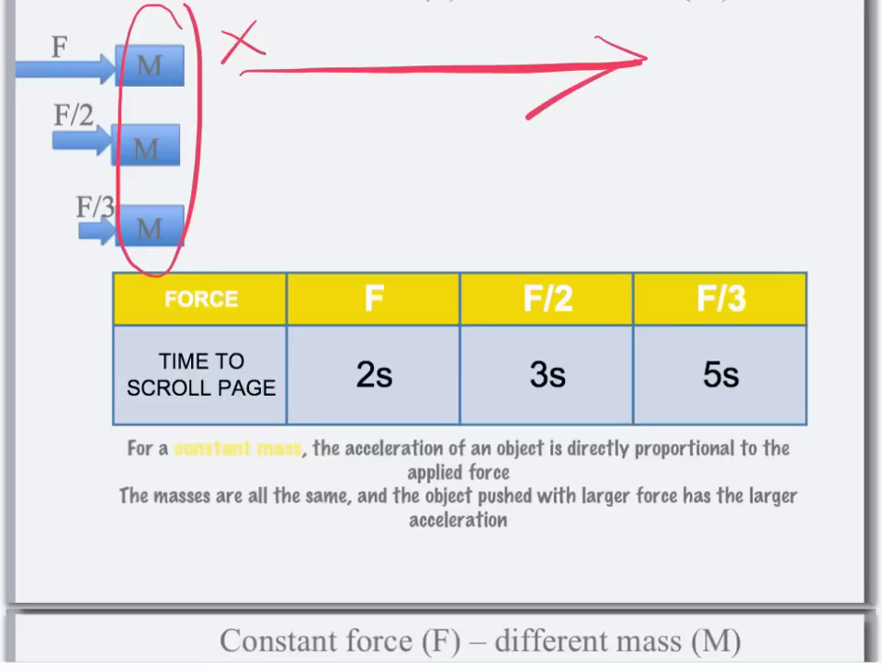If you apply half the amount of force, like in this one, well, then it'll move slower. And if you apply even less force, it'll move even slower. So this is the idea that force is directly proportional to acceleration. The more force you put on an object, the faster it will accelerate.